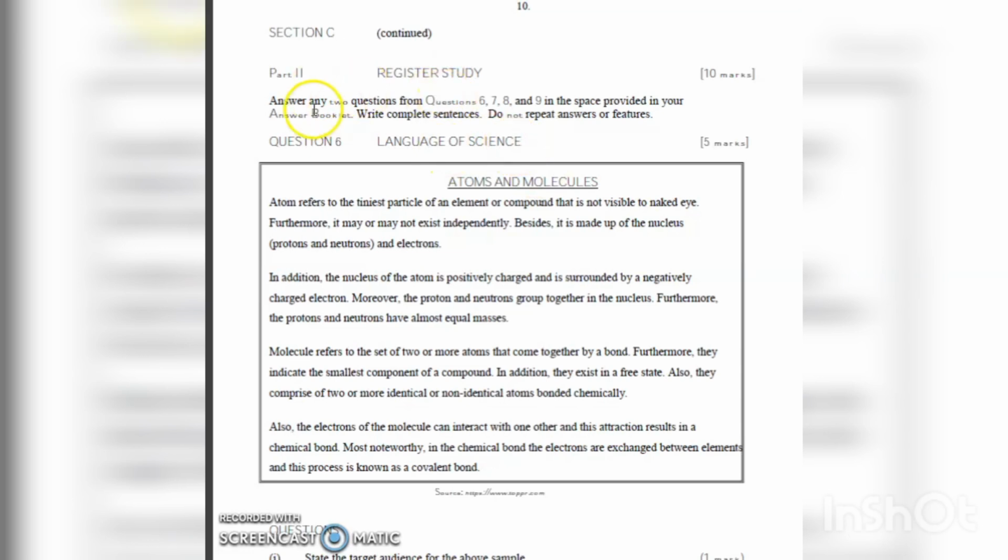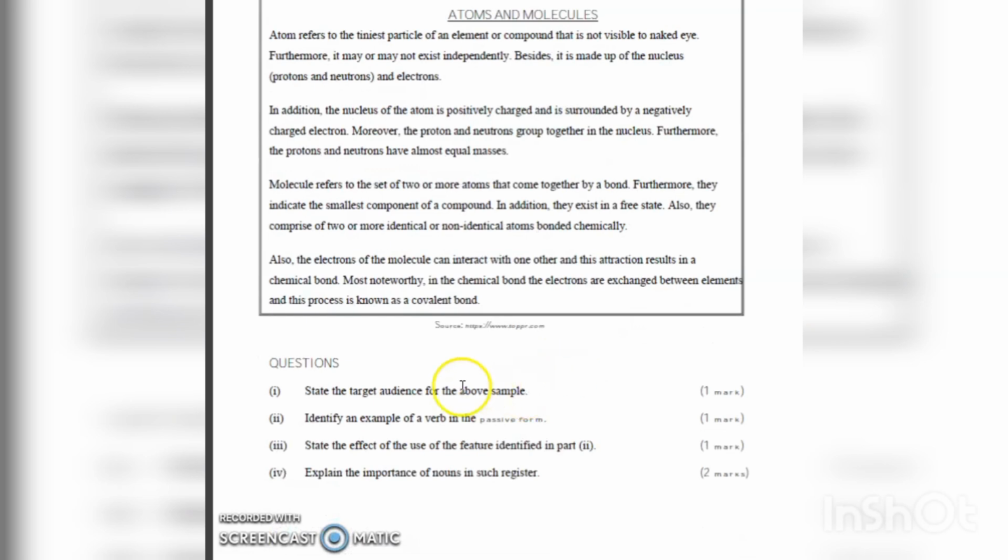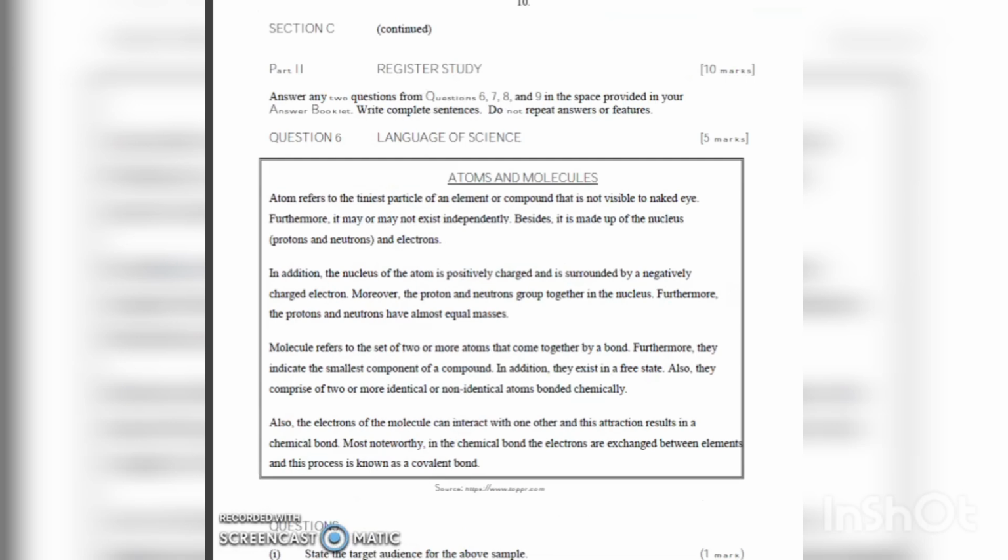Now let's go back to our instructions at the top of our question paper. Answer any two questions from questions 6, 7, 8 and 9 in the space provided in your answer booklet. Okay, very important, write complete sentences. Despite it being 1 mark per question, if you just write one word for each answer, you will get half a mark. So please don't penalize yourself. Write complete sentences and do not repeat answers or features.